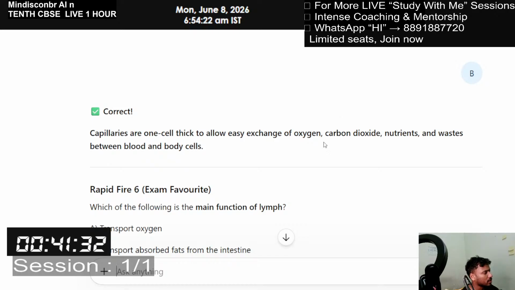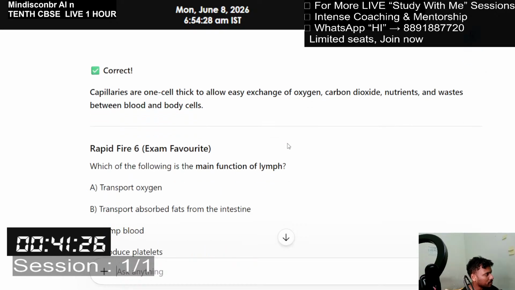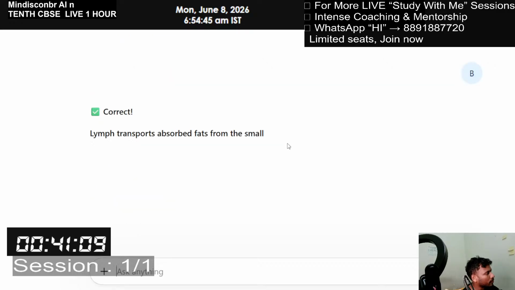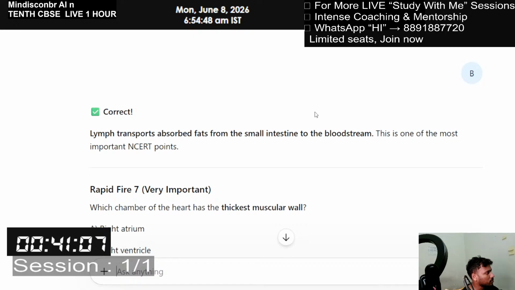Capillaries are one cell thick to allow easy exchange of oxygen, carbon dioxide, nutrients and wastes between blood and body cells. Which of the following is the main function of lymph? Transport oxygen, transport absorbed fats from the intestine, pump blood, produce platelets. B. Transport absorbed fats from the intestine. Lymph transports absorbed fats from the small intestine to the bloodstream. This is one of the most important NCERT points.